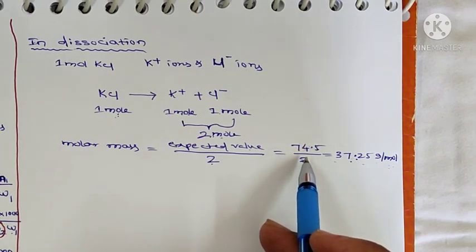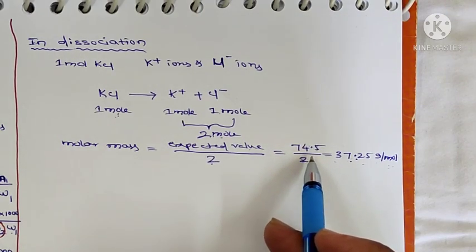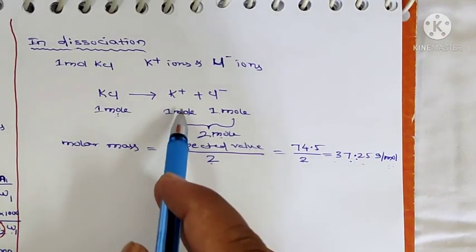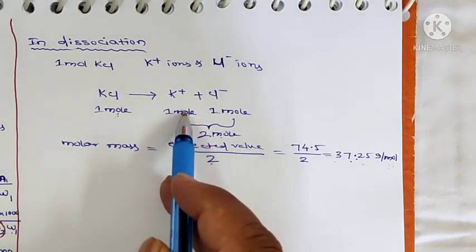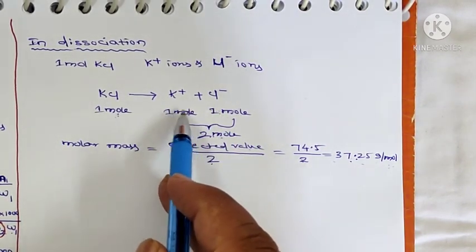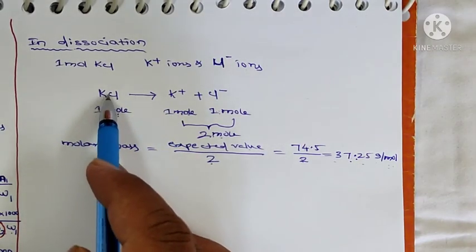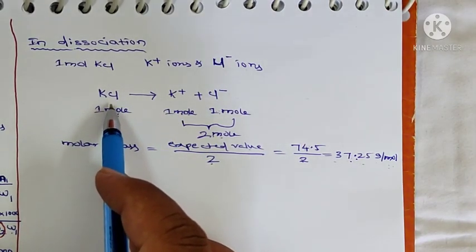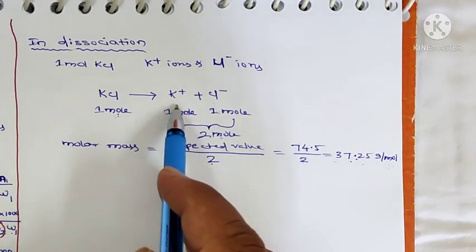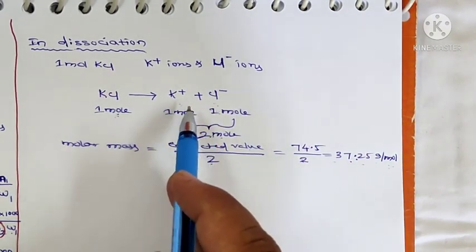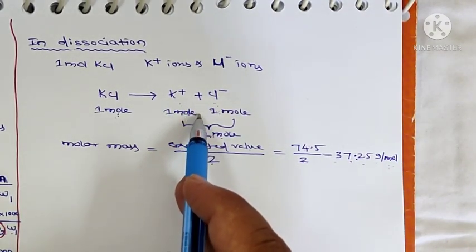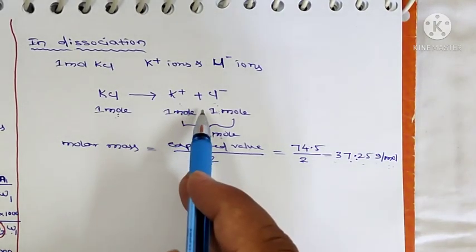And the number of affected particles increases in the solution. Before dissociation we have only one particle. After dissociation we have two particles. So the number of affected particles increases in the solution.